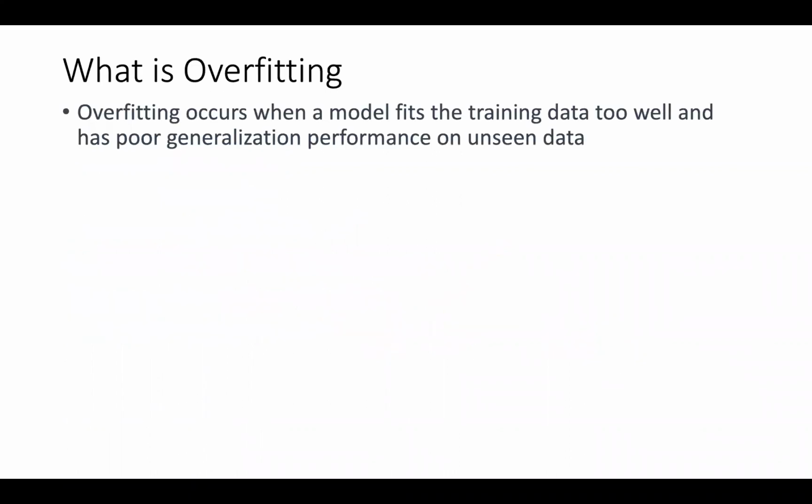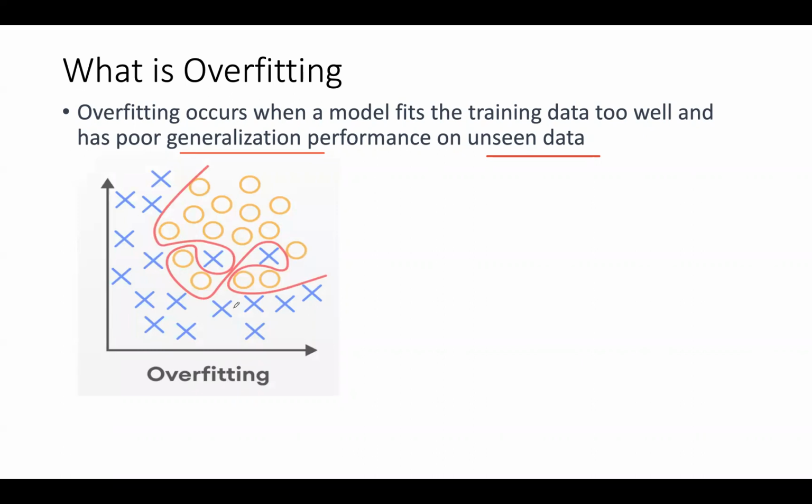Now let's look at what is overfitting. We say overfitting occurs when a model fits the training data too well and has poor generalization performance on unseen data. So this is because the model is memorizing the data it has seen and is unable to generalize on unseen data.